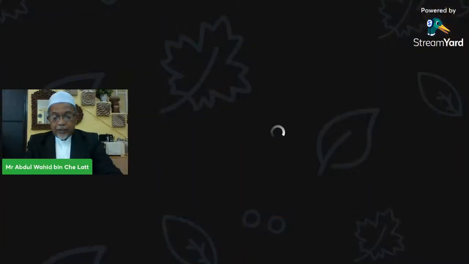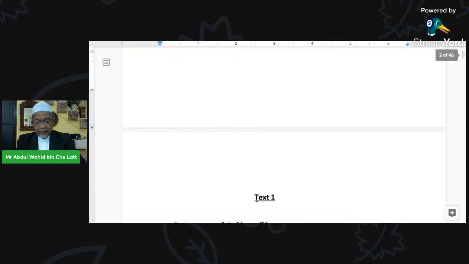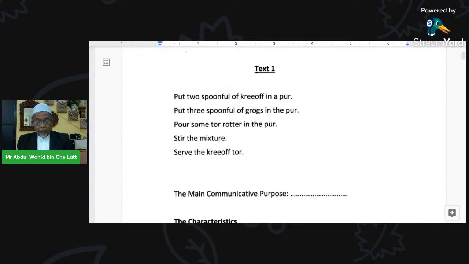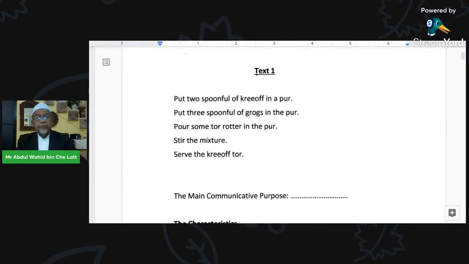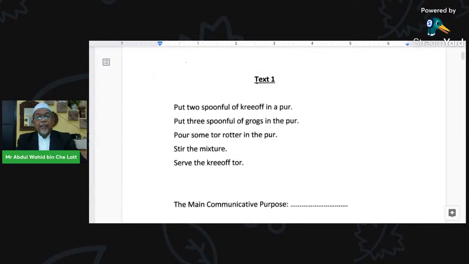Okay, but the 7 different texts represent the 7 basic communicative purposes. And also get ready with a pen or pencil to scribble on the text. Okay, look at text 1.